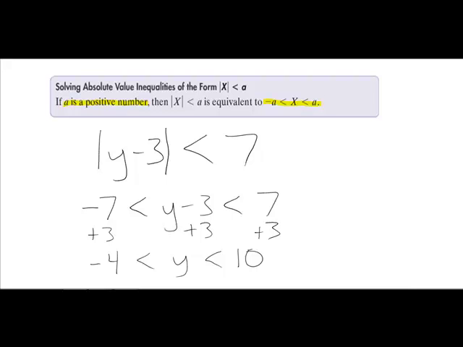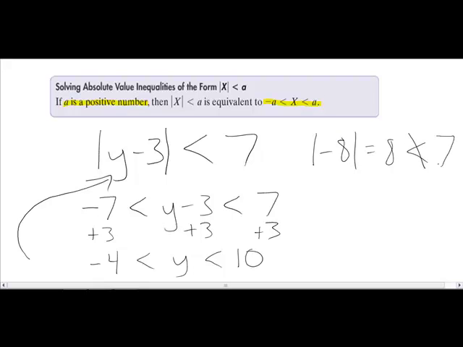And you can check that out. You can pick some values in between there and see that that's true. But just to show you why it's not true, let's say y is negative 5. If you plug negative 5 back in up here, negative 5 minus 3, well then you have the absolute value of negative 8, which is equal to 8, and that is not less than 7. Okay, so you can see why that would be not true. And you can see the same thing would happen if y was bigger than 10. So our solution set is anything in here.